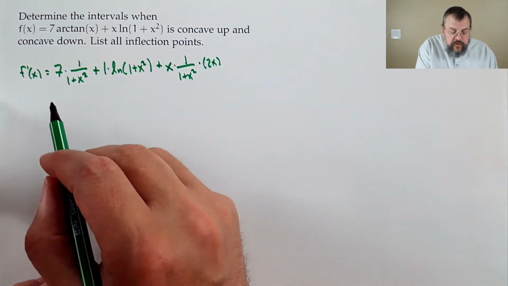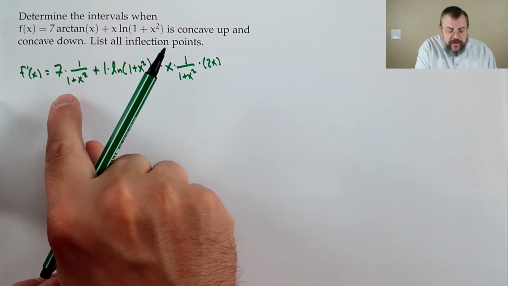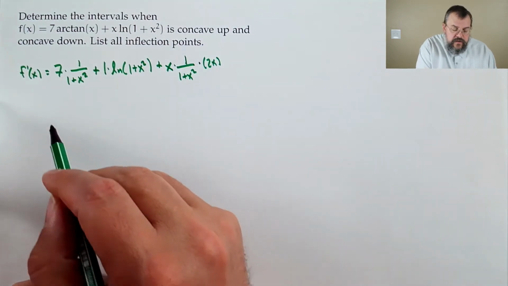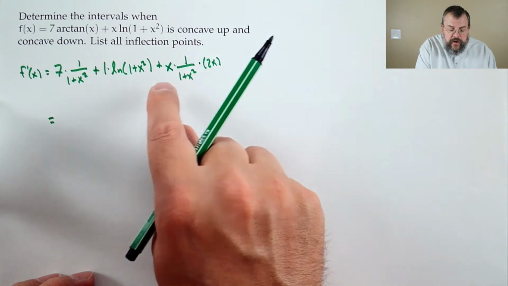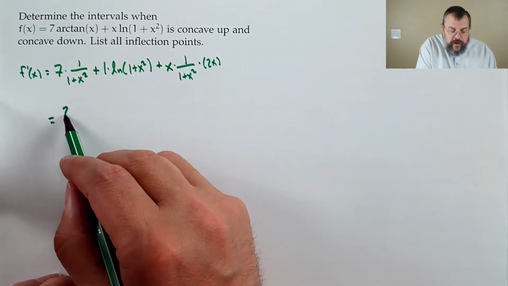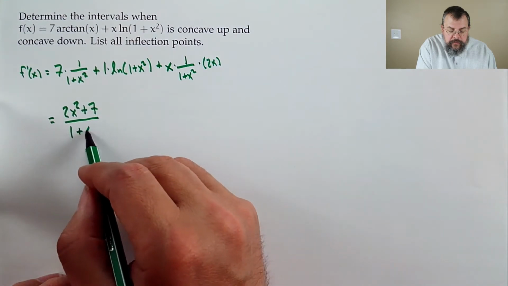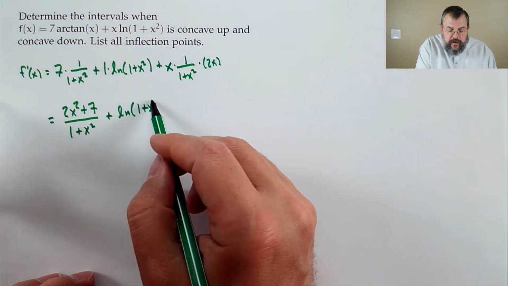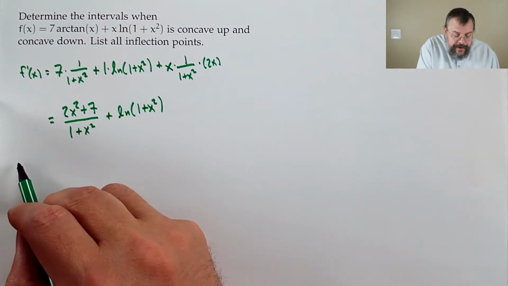Okay, so let's clean up this derivative. Since we're going to take another derivative, it's often helpful to clean it up before we take our next derivative. I notice that I have two terms with 1 plus x squared in the denominator. Let's throw those together. So if we did that, here we have a 2x squared, and there we have a 7. So 2x squared plus 7, divided by 1 plus x squared, and then, of course, plus the natural log of 1 plus x squared.